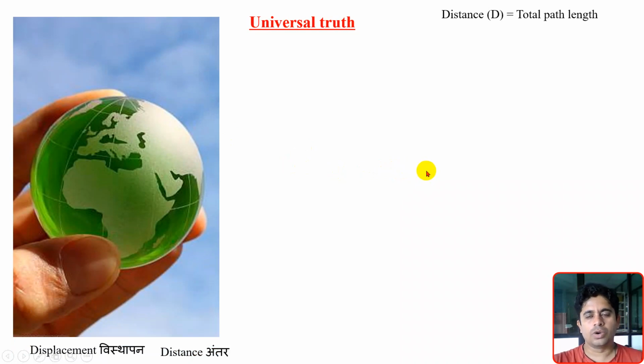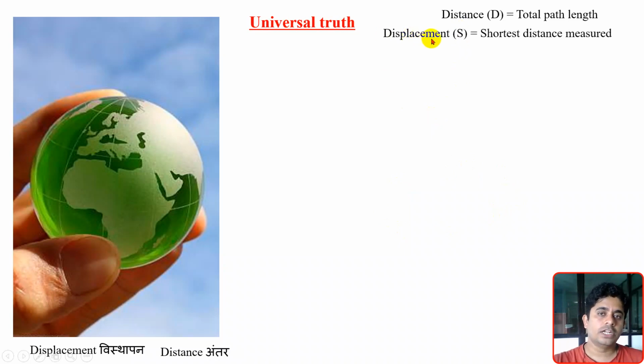As we know, distance is equal to the total path length. Total path length means we are measuring the distance and we are not bothered about whether the path is shortest or longest or any random path we can choose. We just have to start from the initial position and reach the final position. So what path we have chosen and what the length of that path is doesn't matter in the case of distance. But in the case of displacement, we are measuring the shortest distance.